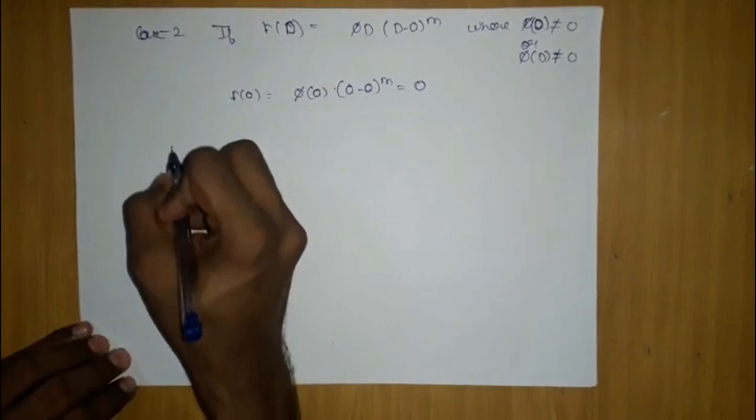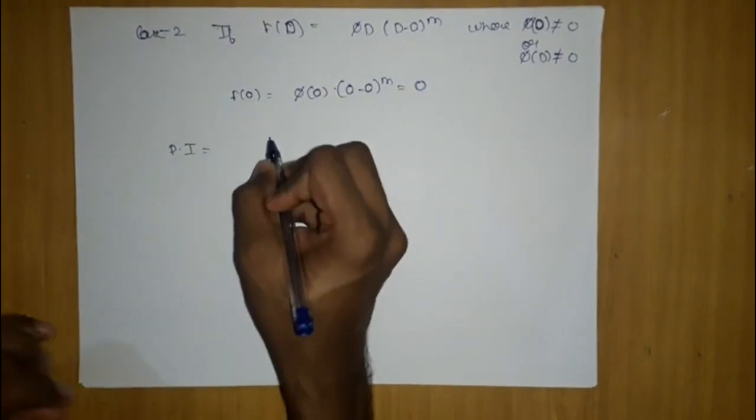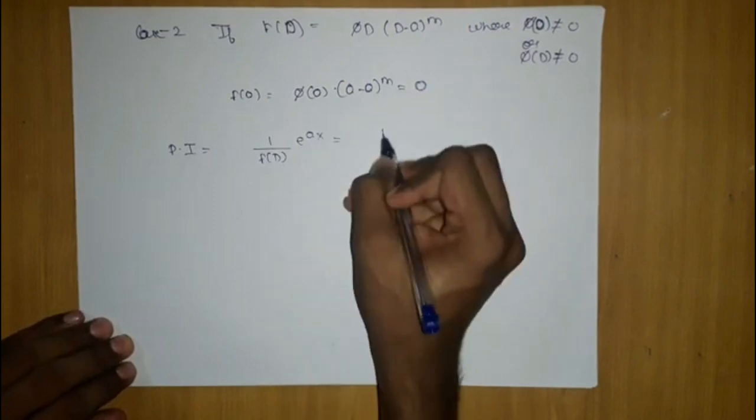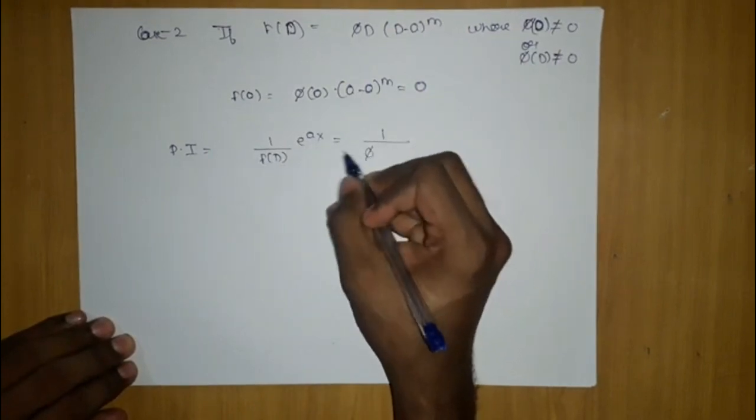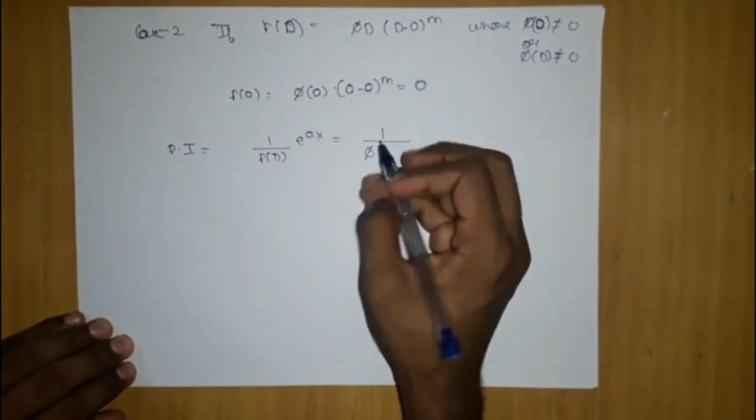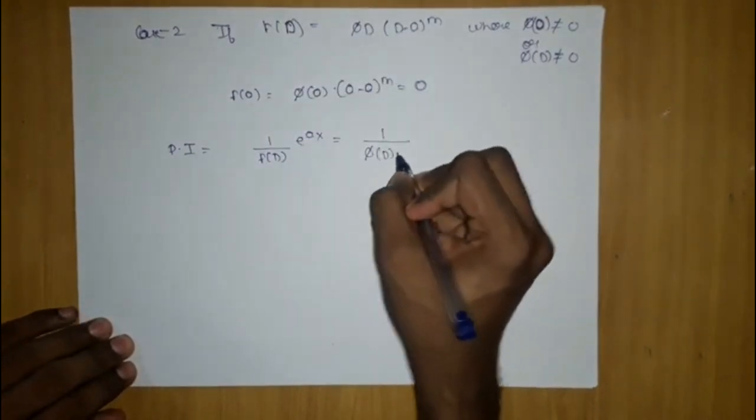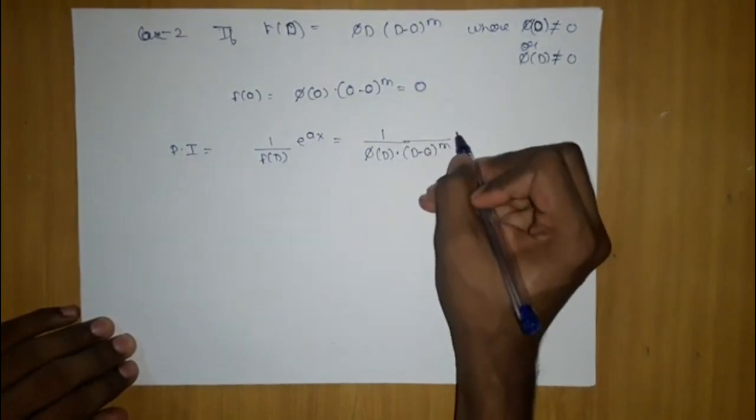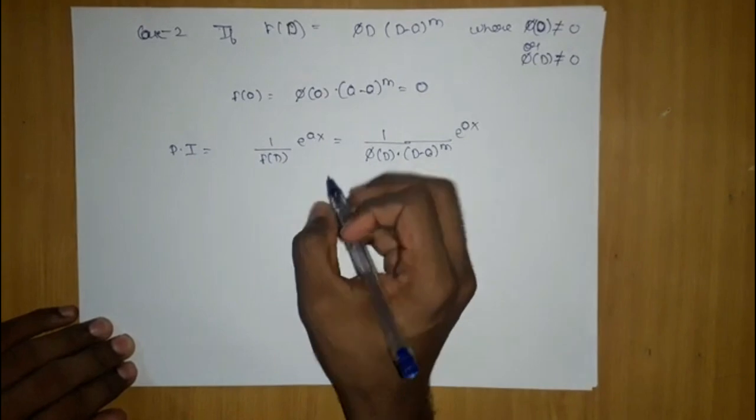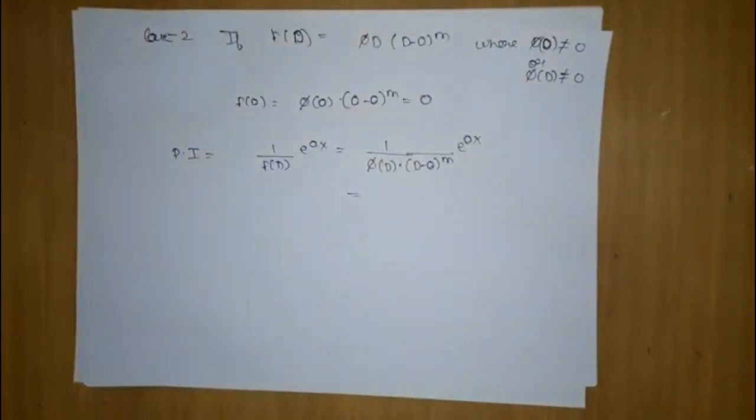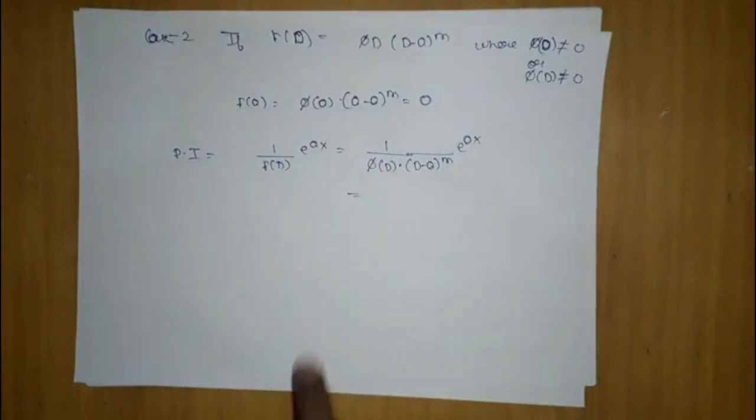You know your particular integral general format: it is 1 upon f of D into e power ax. Now you have to replace f of D by phi(D) into (D minus a) power m. So you will replace it with 1 upon phi(D) into (D minus a) power m, into e power ax. After this, you are going to substitute a here, and the moment you substitute it, you are going to get 0.